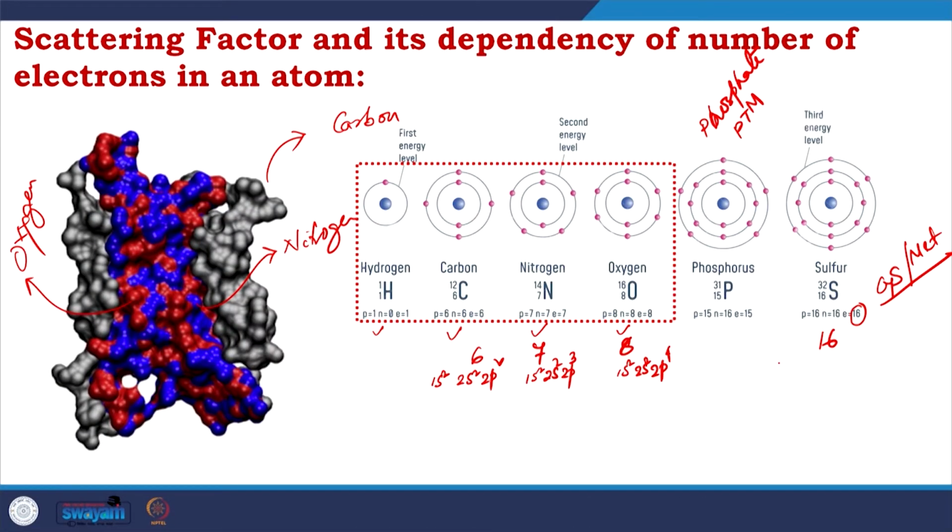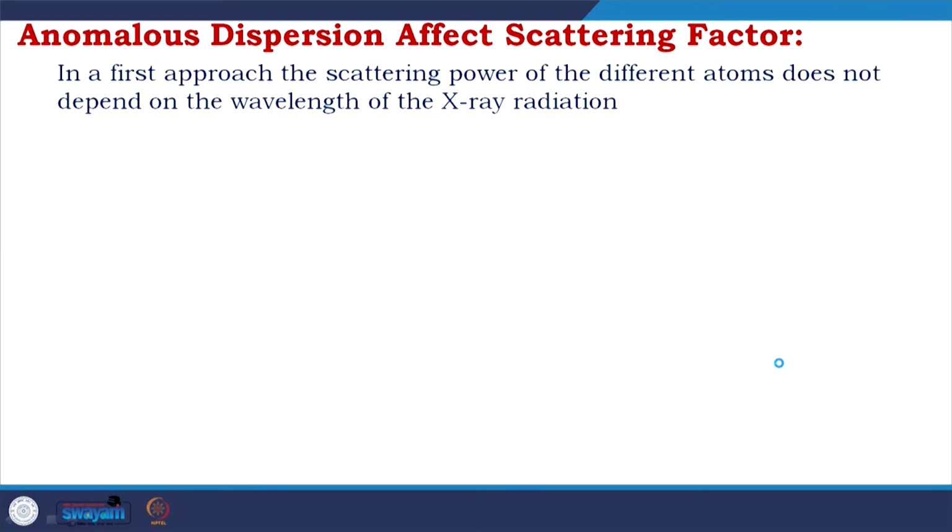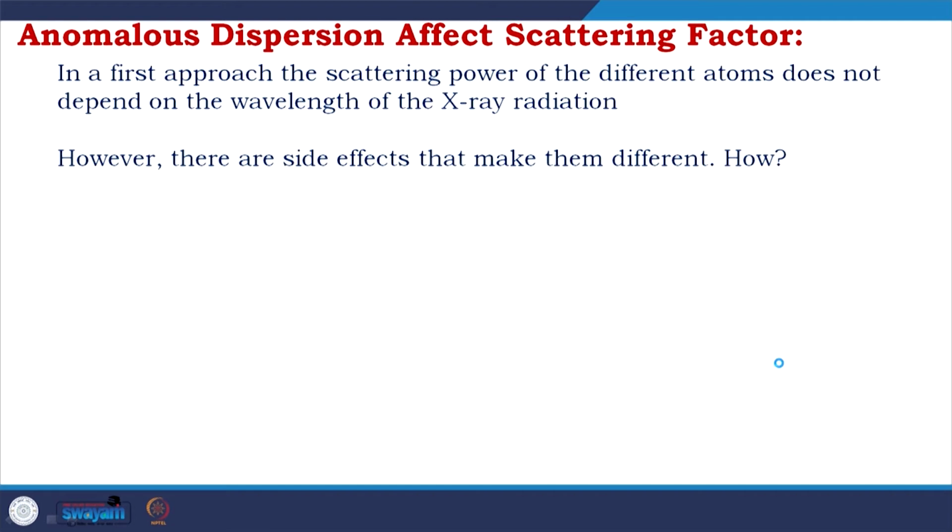So, these are the major molecules and atoms, and I say all the principal components of protein have a similar number of electrons, hence displaying comparable scattering. Coming to the anomalous dispersion effect on the scattering factor. In a first approach, the scattering power of the different atoms does not depend on the wavelength of the X-ray radiation. However, there are side effects that make them different.